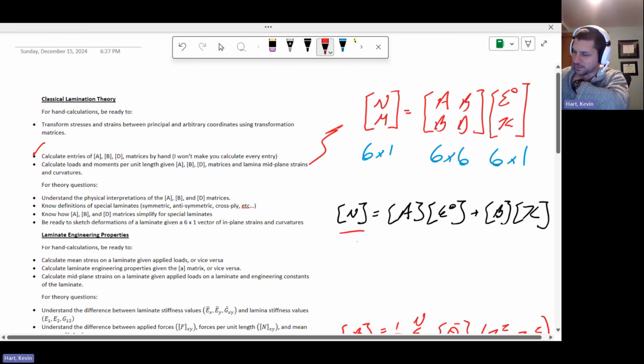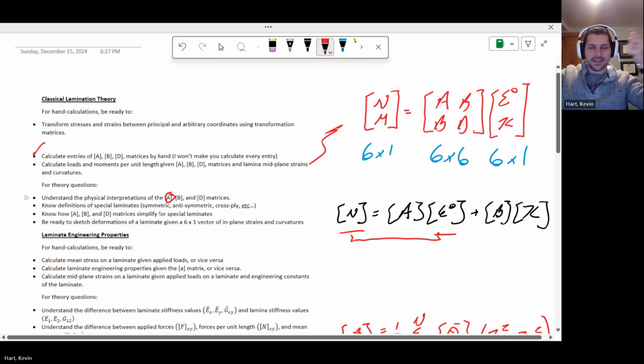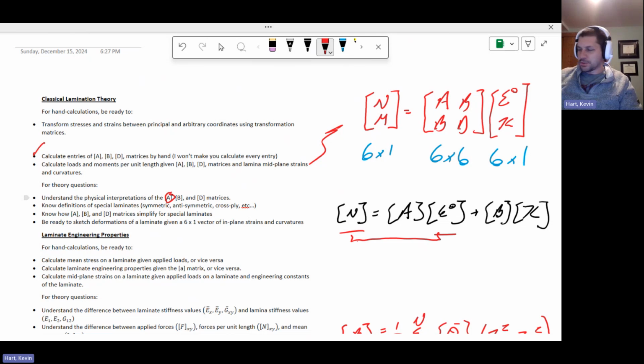Well, the A matrix here is relating in-plane loads to in-plane strains. So when you think about the A matrix, it's relating in-plane loads, so tension in X, tension in Y, and in-plane shear, to strains which develop in the middle of the laminate. So how much longer or shorter in X, how much longer or shorter in Y, and how much shear do you get, either positive or negative, at the midplane of your laminate in the XY coordinate system. So that's what the A matrix relates. It relates in-plane loads to in-plane strains.